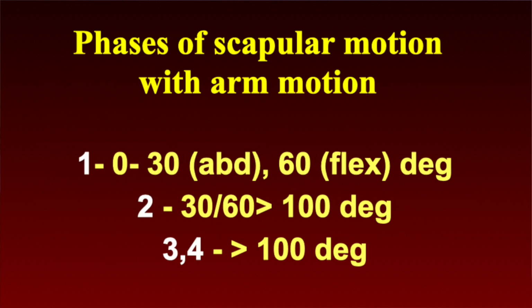The first phase is 0 to 30 degrees of abduction or 60 degrees of flexion. The second phase is 30 up to 100 degrees of elevation or abduction. The third is once again above 100 degrees of motion, where it has to rotate and where it has to be stable as the arm moves.